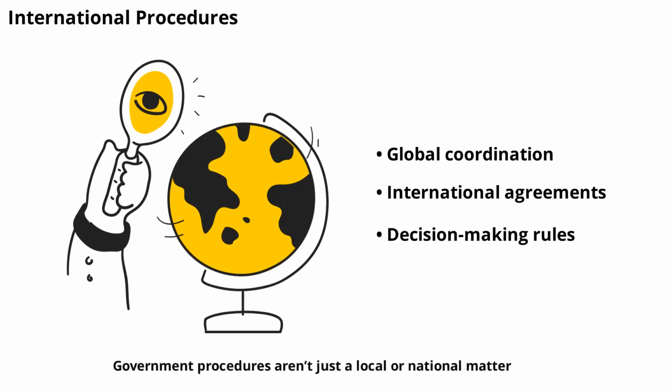Government procedures aren't just a local or national matter. International organizations, like the United Nations, also have procedures for making decisions and carrying out their work. These global procedures help coordinate actions between countries and ensure that international agreements are followed.